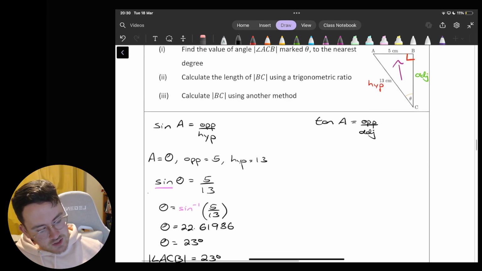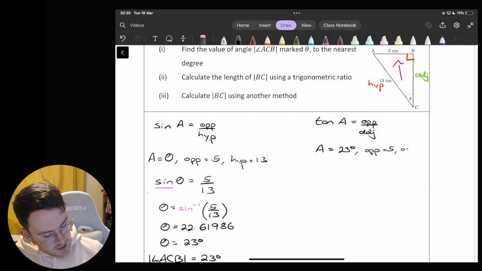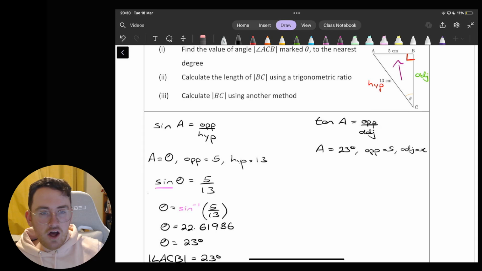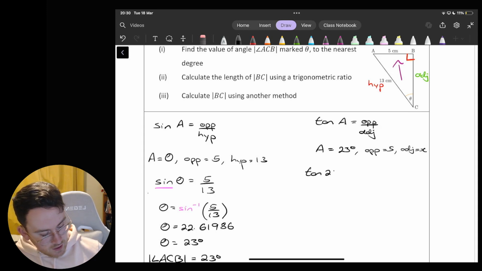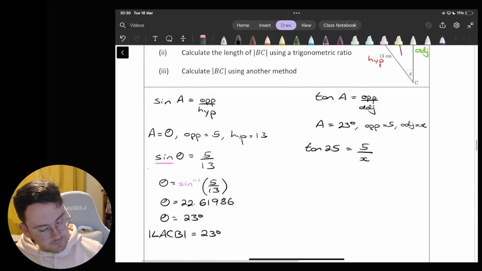So tan A is opposite over adjacent. Let's fill out what we know. We know the angle here is 23 degrees. We know the opposite is 5, and the adjacent is what we don't know, and we'll call it x. Remembering here, A is an angle, it always has to be tan of an angle, sine of an angle. So let's fill in what we can. Tan of 25 should be 5 over something.